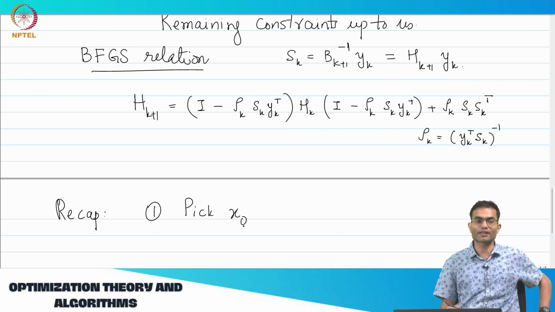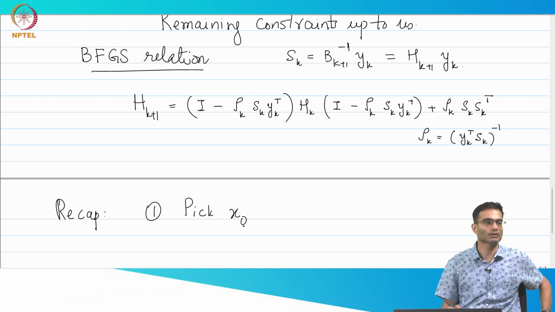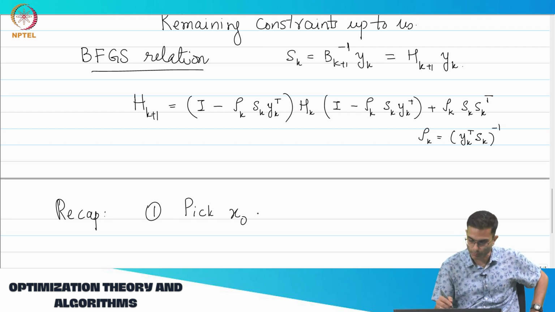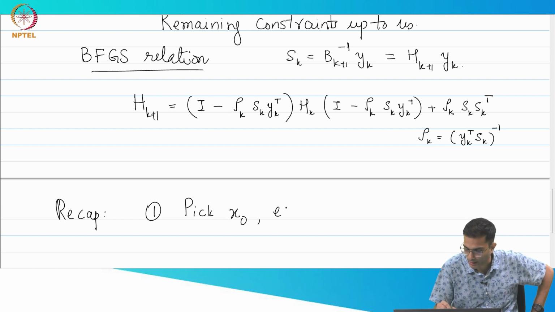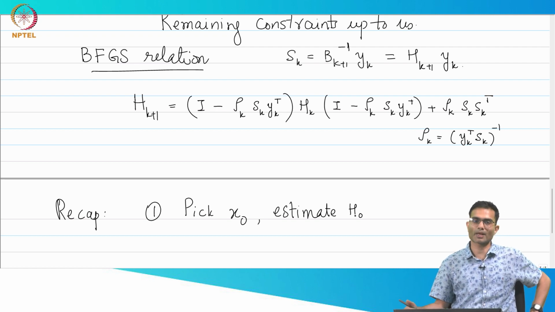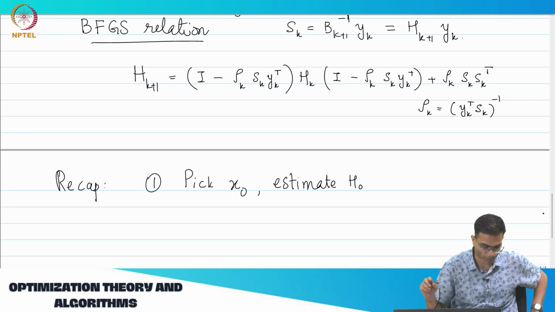Now notice this BFGS relation. Can I compute it from scratch? For example, at k equal to 0, what do I need in order to kickstart this expression? I need h0. Somehow you need to tell me h0. So I am going to say pick h0 and estimate h0. Okay. So maybe you need to pay a one-time price to get h0.